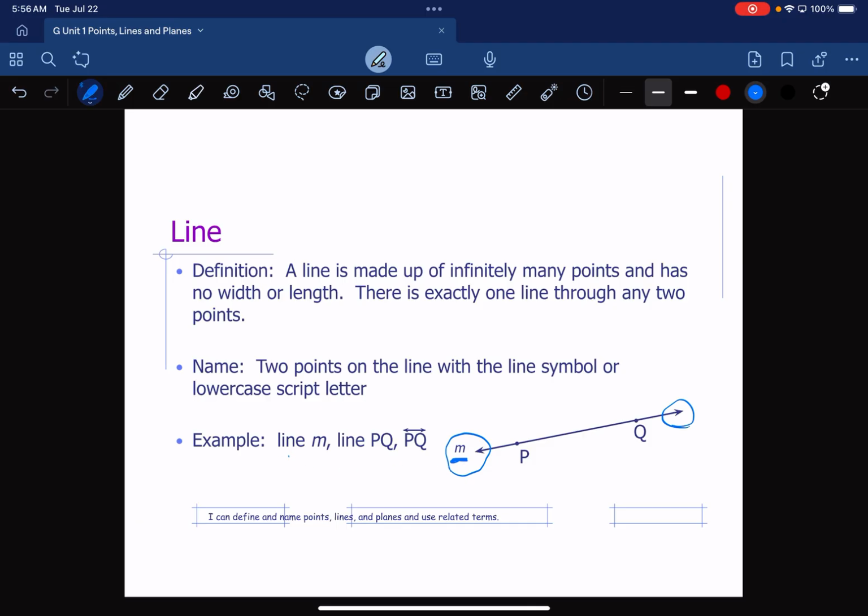So here's how you would write that. So this could be line M, like you use the word line, and then the lowercase script letter. You could use the 2 points with the word line PQ, or you can use the symbol for a line, which is just a little line, and you just place it over the top of the 2 letters P and Q, just that little sketch of a line there. And that's a line.